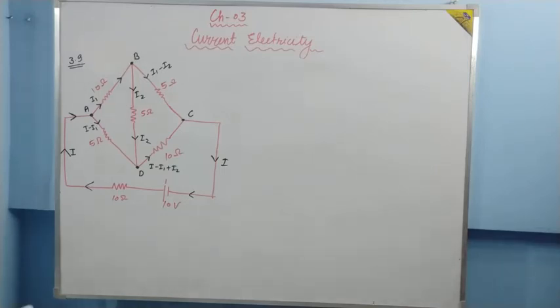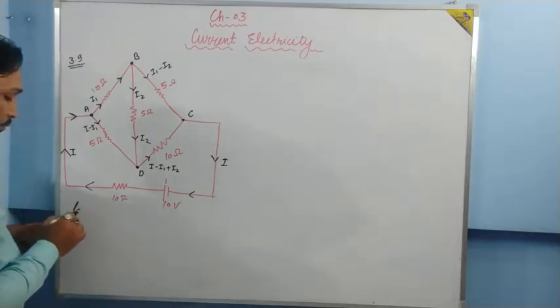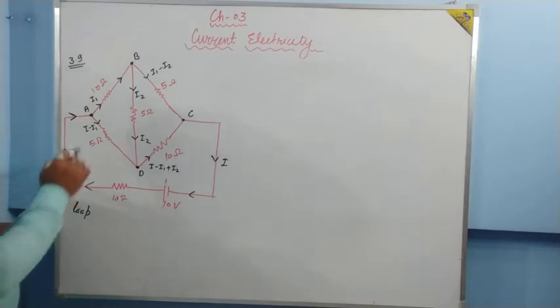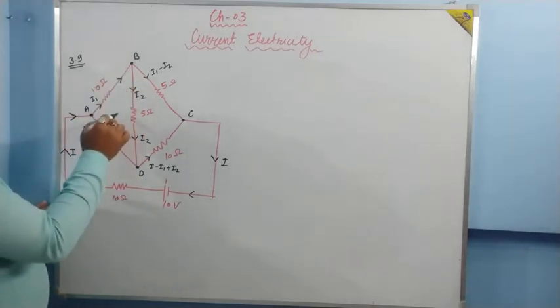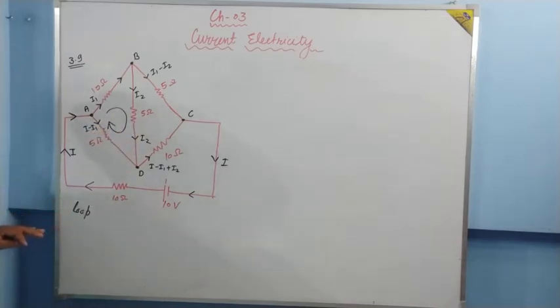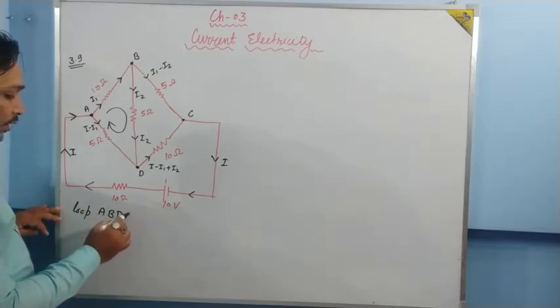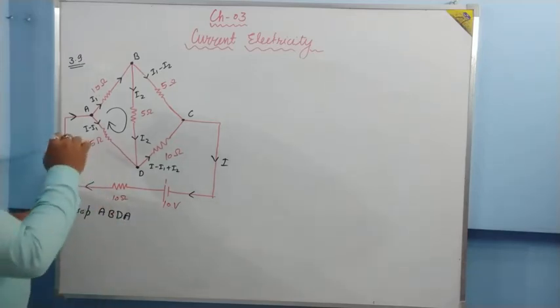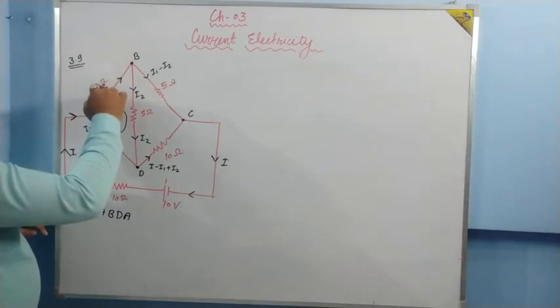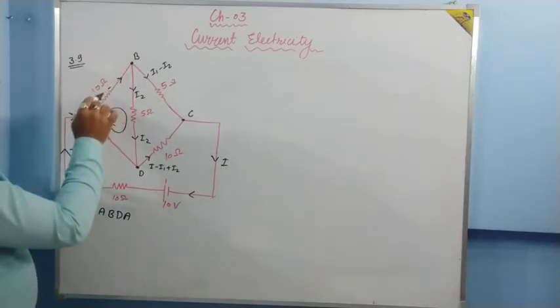Let us start. The first loop I am going to take is loop A, B, D, A. So this will go like this. Now from A to B, we are going in the direction of current. We are going plus to minus.